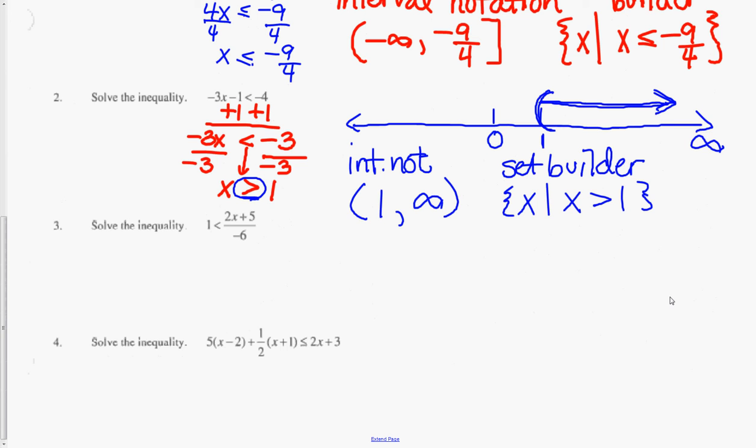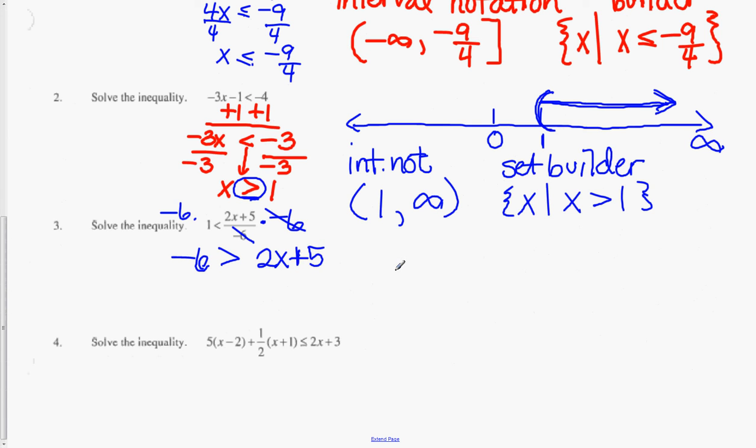Okay, the next one, let's look at clearing the fraction first. Now, I have a negative 6 on that one. So when I multiply both sides by negative 6, that works the same way as if I were going to divide by a negative number. If I multiply by a negative number, that's going to make that a negative 6. I'm going to flip that inequality around like that, and then I'm going to have these negative 6 cancel, and I'm going to have 2x plus 5.